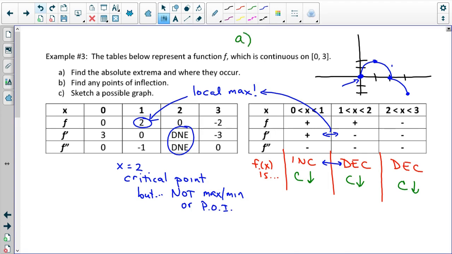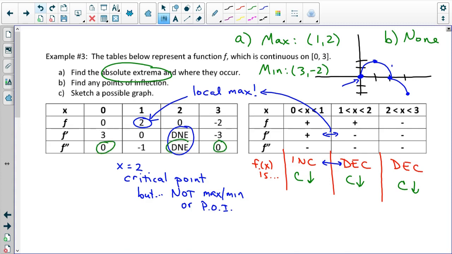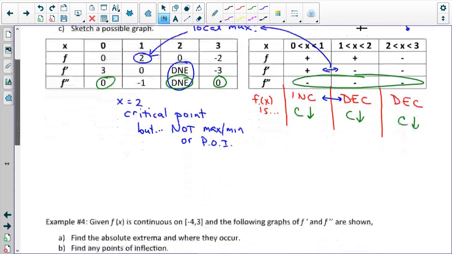To answer part A, I have a max at 1, 2, my absolute max anyway, absolute extrema. And then my absolute min is at 3, -2 in this case. Part B tells me to find any points of inflection. I have no points of inflection because it's concave down the entire time with the exception of some endpoints and a does not exist, but I have no sign changes to indicate to me that there are any points of inflection.